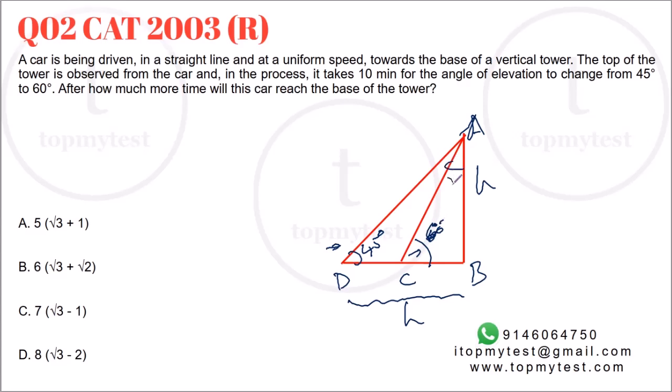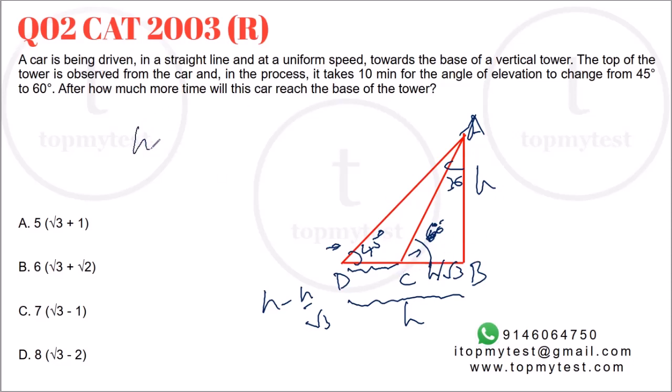Triangle ABC has 60 degrees here, so this will be 30 degrees. So this is a 30, 60, 90 triangle. So the distance BC will be H by root 3, using the ratio 1, root 3, 2. That is the special triangle. So the distance DC will be H minus H by root 3. Now, what is the question? It takes 10 minutes to go from position D to position C. How much more time will it take for this car to reach the tower?